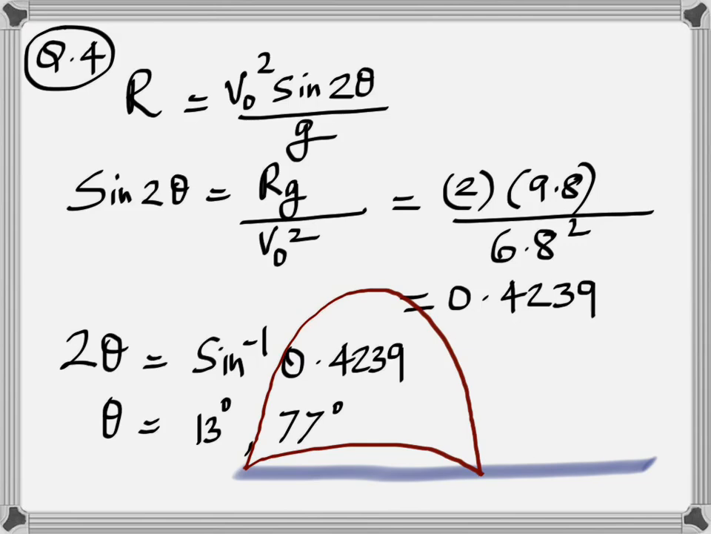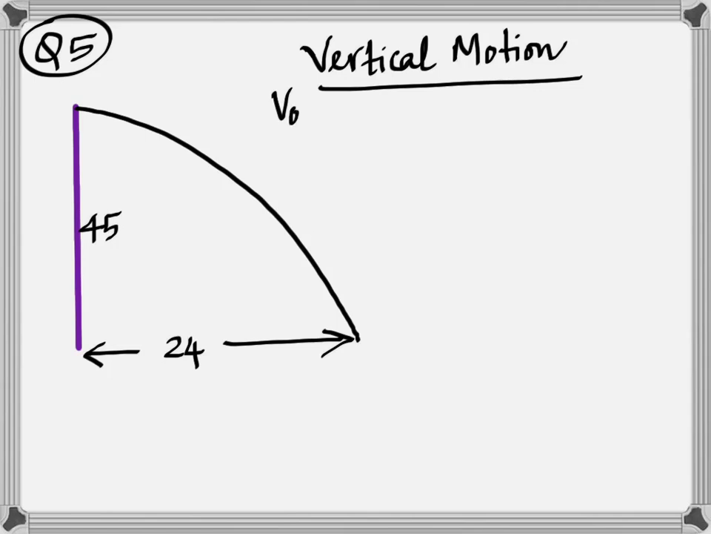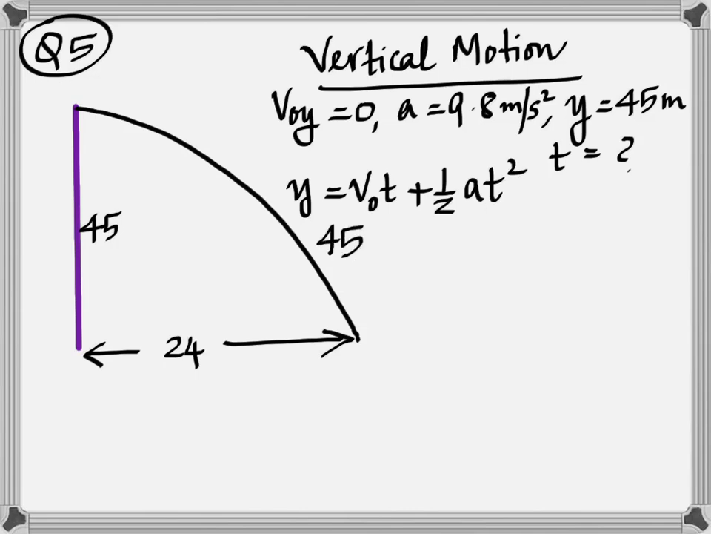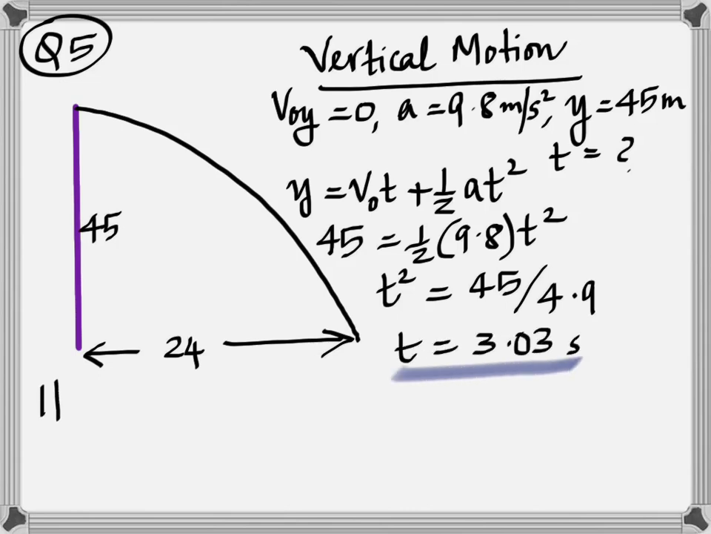Looking at the vertical components, initial velocity, I put it as V0y. You know why, right? V0y is 0, a is 9.8, y is 45. I want you to find the time. That's the equation. Substitute. Of course, the first term is 0, so you have half times 9.8 times t squared. Just calculate. You get the time as 3.03 seconds.